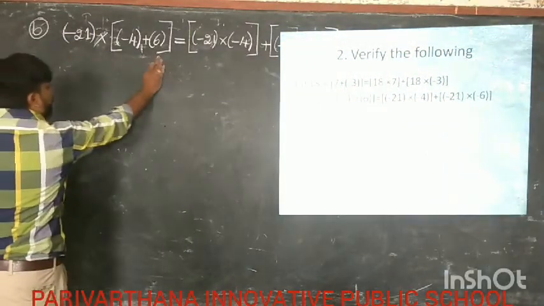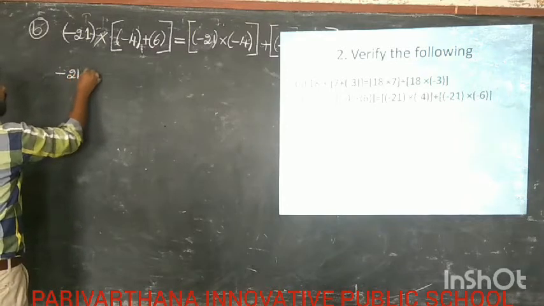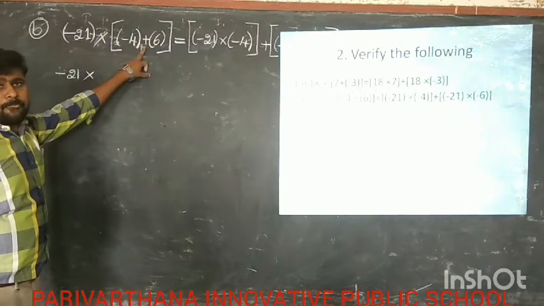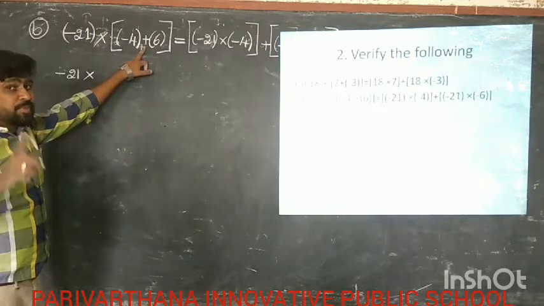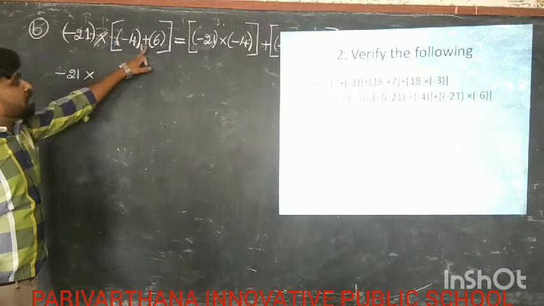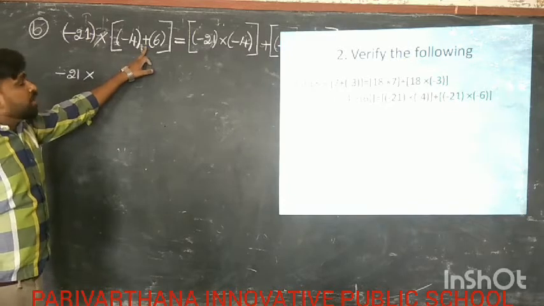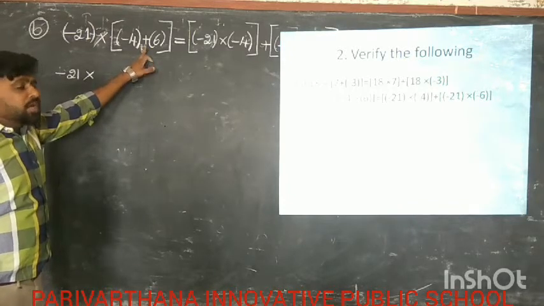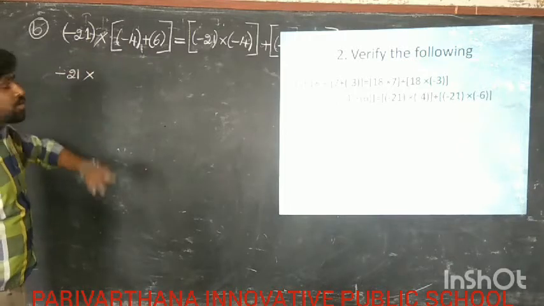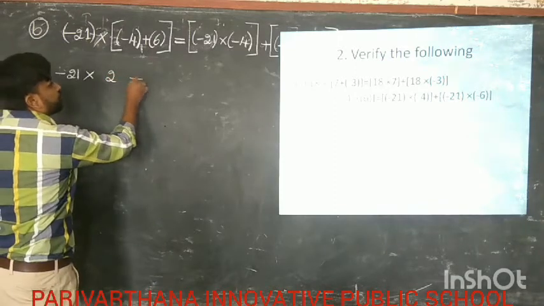First, we have to simplify LHS. First step, open the bracket. That is minus 21 into, plus. It is not multiplication. It is plus 6, it is minus 4. That means different symbols, we have to subtract. In case of subtraction, we put the bigger number's sign, that means plus will be the answer. 6 minus 4, answer is 2. Therefore, bigger number is plus, that is plus 2. Finish.